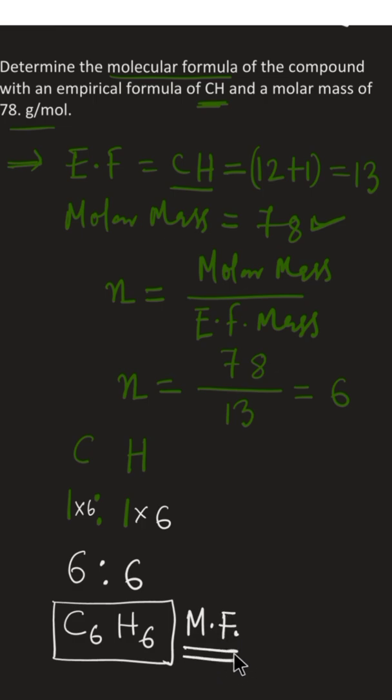I think it is clear, right? So like that, if the value of molar mass and the empirical formula is given, you can easily calculate the molecular formula. So apart from this, there are also a few more types of numericals that can come from the empirical and molecular formula, this part.